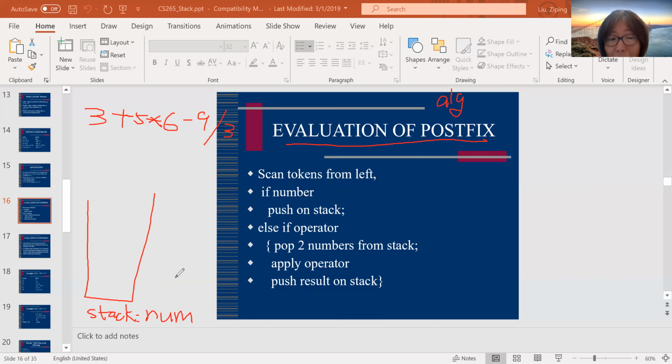If we use the Stack class that we learned yesterday from the Java package, then you need to declare a stack depending on what the type is. If it's integer, then you declare it with Integer. And if it is double, then you need to use Double.